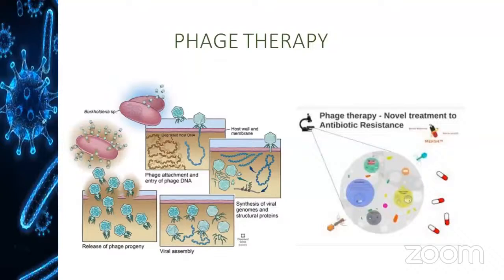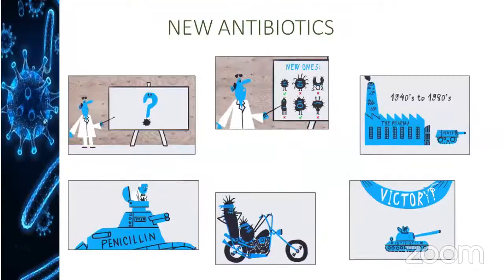It worked. Within 3 weeks of applying for phages, the chronic infection had healed up. Isn't it fascinating? The next is the newer antibiotics. Antibiotics are not only used to cure infectious diseases, but also facilitate everything from surgery to chemotherapy to organ transplants. Because of bacterial resistance to currently available antibiotics, we have stopped discovering new ones since 1980.